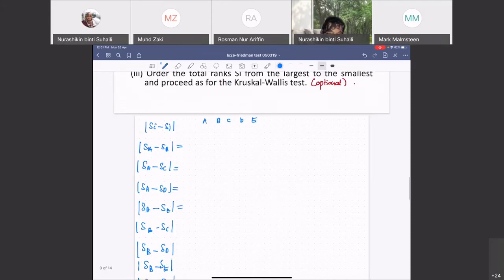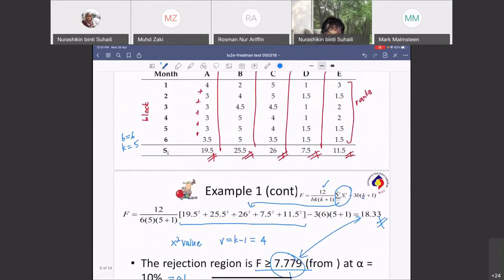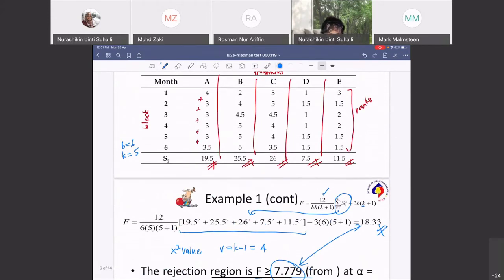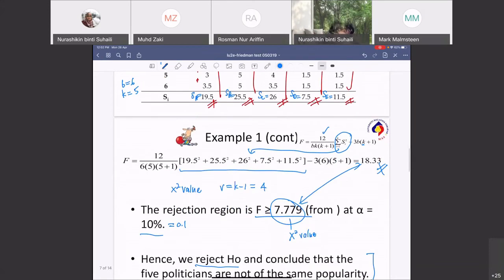Right. So here, remember in the previous tabs you found what is SI, right? This is SI, where I is referring to just to denote the treatment in general. Okay. So if you have the data already, you can say according to the data, like this one SA, SB, SC, SD, SE. Don't get confused with I.